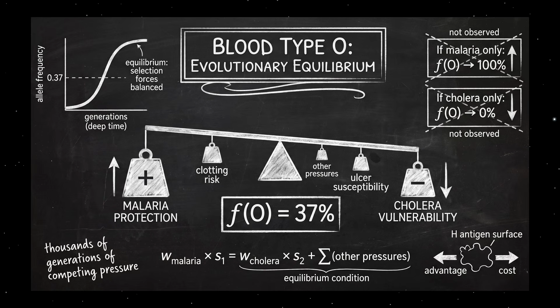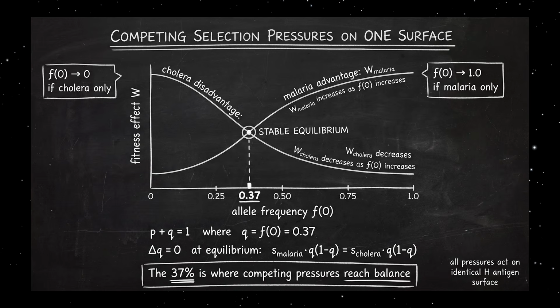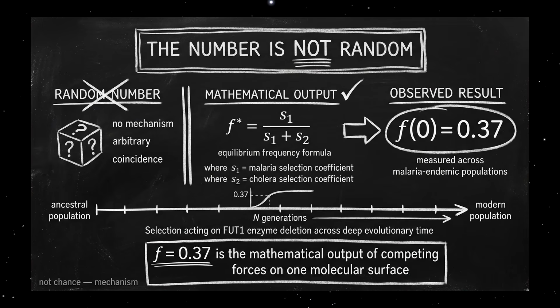If malaria were the only selection pressure, O would approach 100% in malaria endemic regions. If cholera were the only pressure, O would approach 0. The 37% is the frequency where the malaria advantage and the cholera disadvantage, combined with all other selection pressures acting on an identical surface, reach a balance. The number is not random. The number is the mathematical output of competing selection forces acting on one molecular surface across deep evolutionary time.